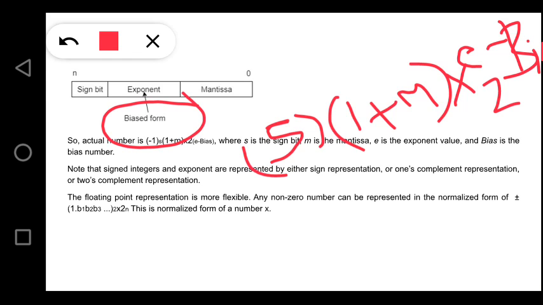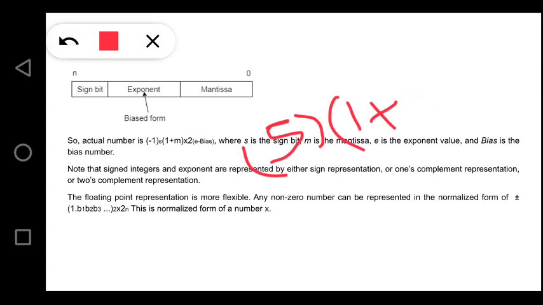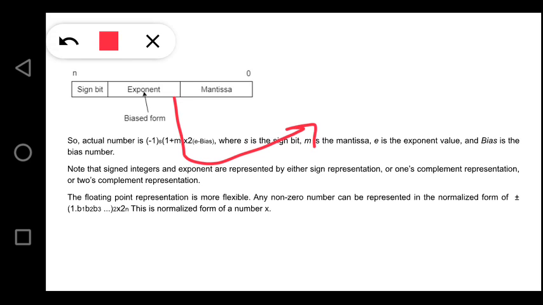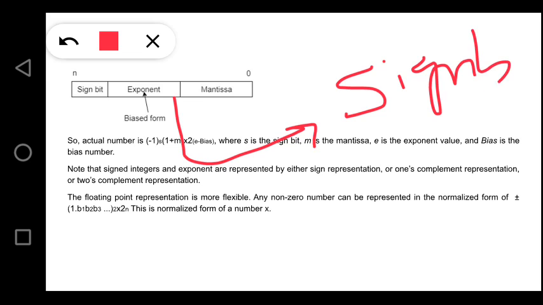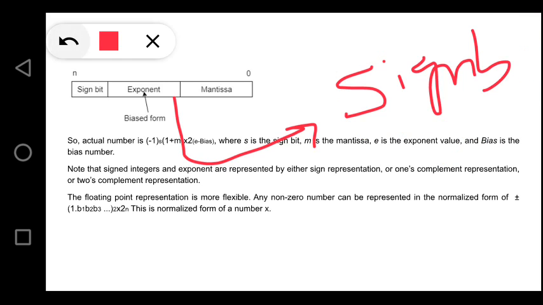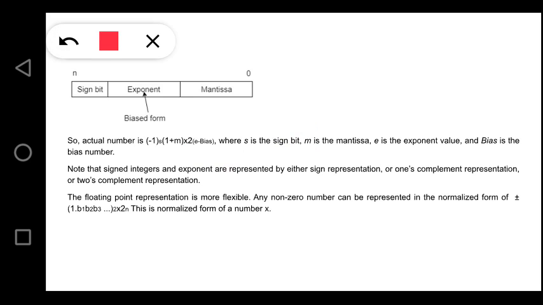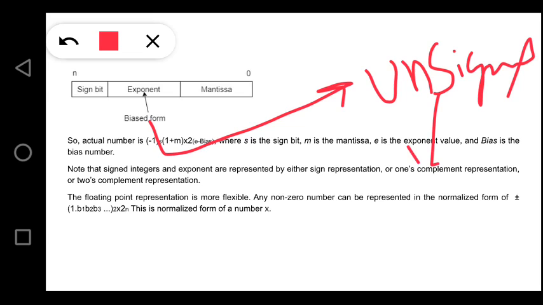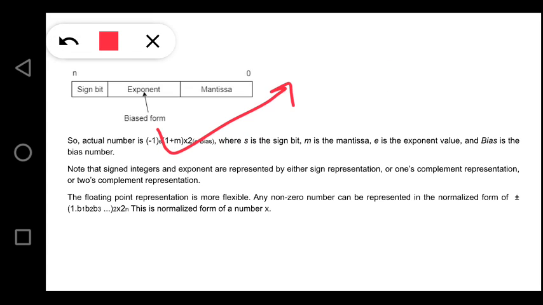So the exponent is in biased form. We will discuss in detail about what is meant by biased form. See, the advantage of the biased form is that, as I said, the exponent also is required to have some sign bit. So for removing the sign bit, we are introducing a concept called biased form. Using this biased form, bias is an unsigned number, but you can interpret it as signed. We will see how it is. Remember, bias is an unsigned number.